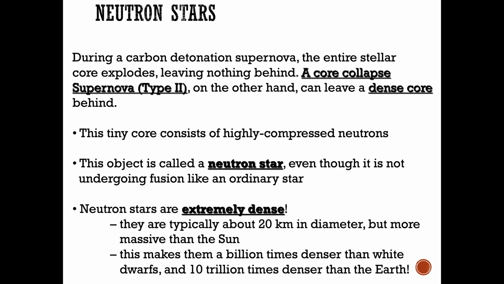And what happens is this makes them a billion times denser than white dwarfs and 10 trillion times denser than the Earth, right? Now, this is why you get this high density, because you have neutrons compressed together at the central region, and these objects are extremely dense because of that.